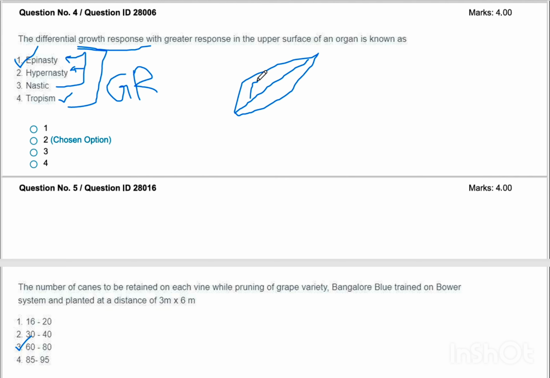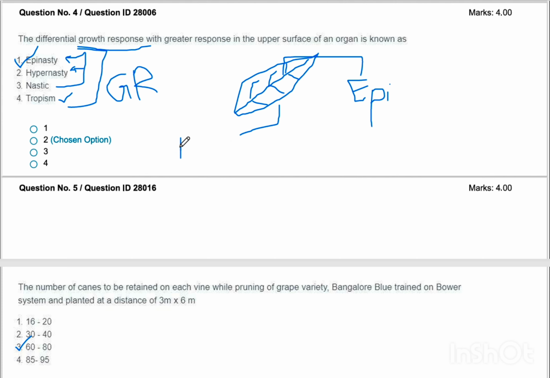Make sure of that. There is another type of nastic movement, that is hyponasty. It is the opposite of epinasty. That is, it has an upward bending which is caused by faster growth on the lower side. On the screen you can see a leaf. I am not so good at drawing, but in order to make you understand, it's a leaf. When the faster growth rate is seen on the upper side, it is epinasty, and on the lower side it is hyponasty.